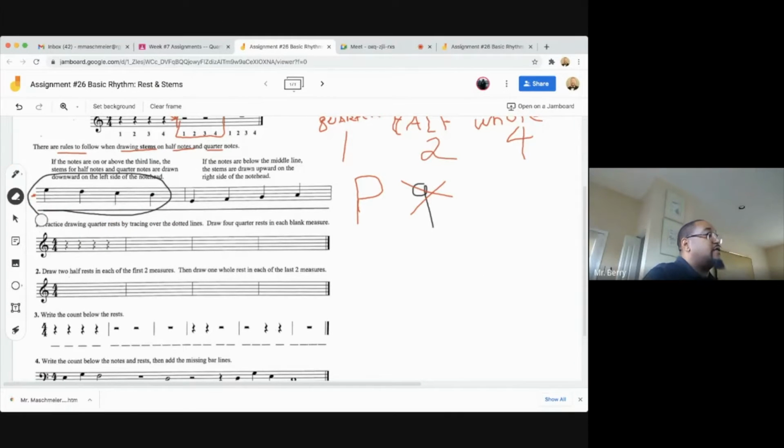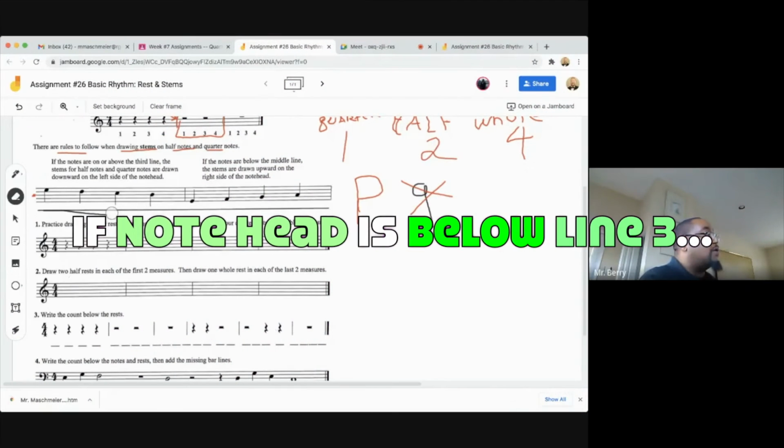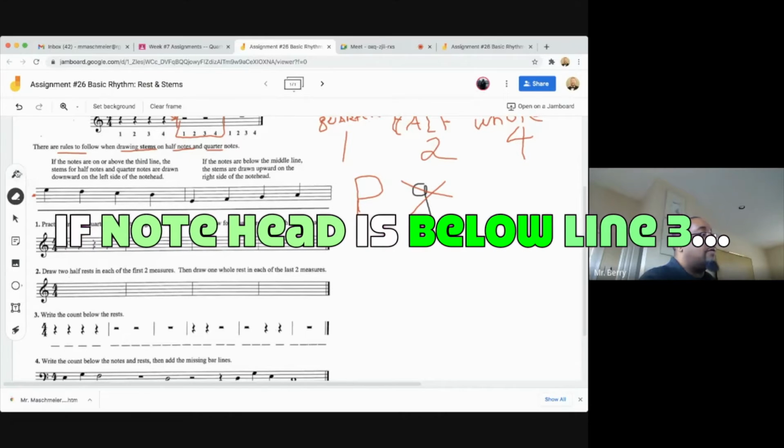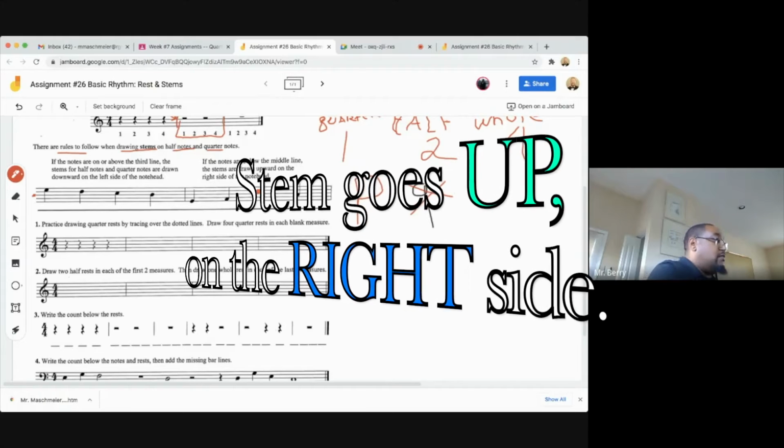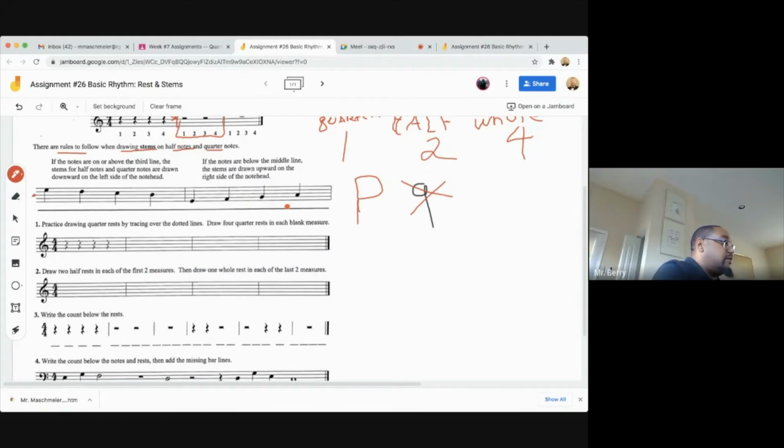All right, now let's look at the next group of notes and let me read what it says. It says, if the notes are below the middle line, so below line 3, the stems are drawn in an upward direction on the right side of the note head. So I'm going to circle these 4. Now we're looking at those 4.